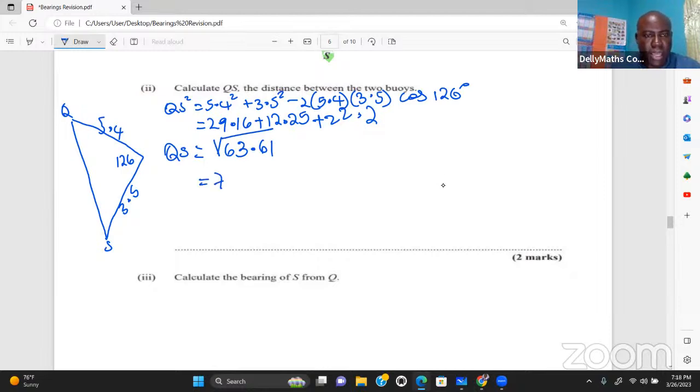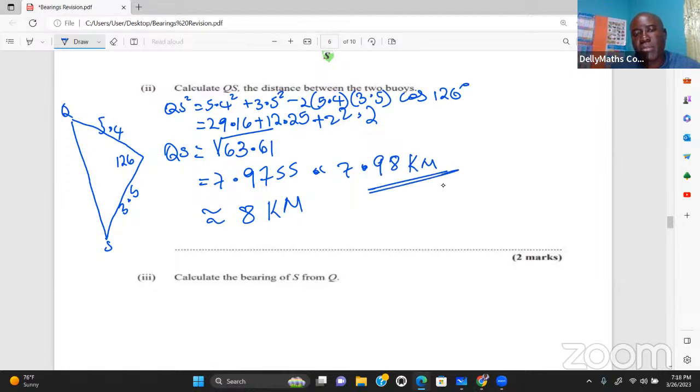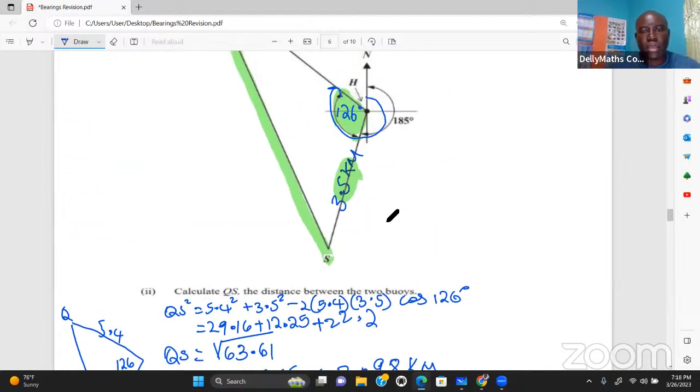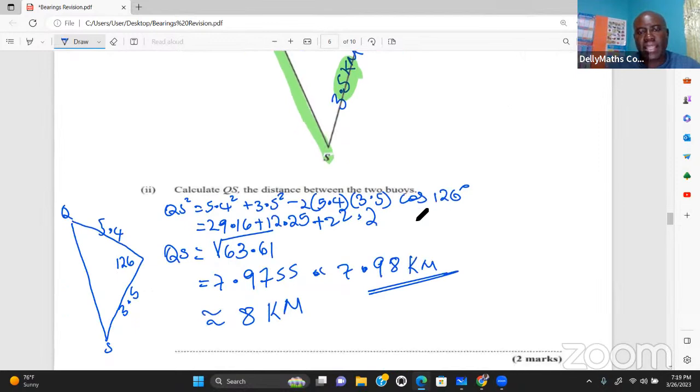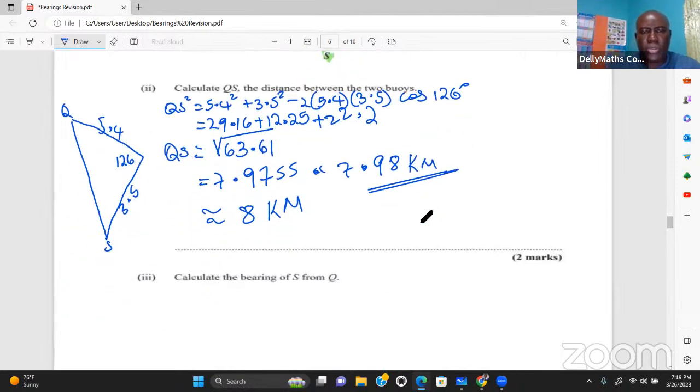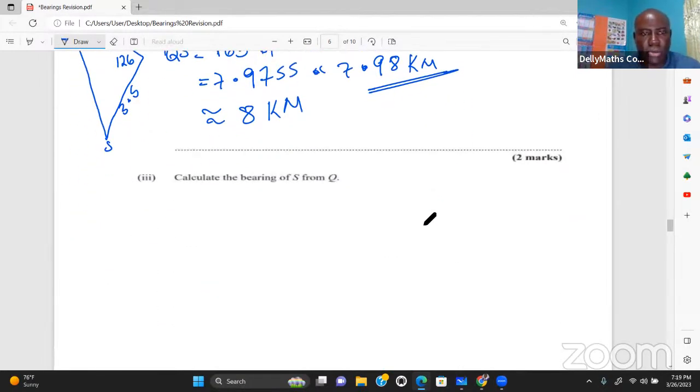And this is giving us 7.9755, right? So this can be rounded off to approximately 8 kilometers. Or it could have been 7.98 kilometers, right? All right, so 7.98 kilometers or we could say 8, depending. So any one of those would be good.